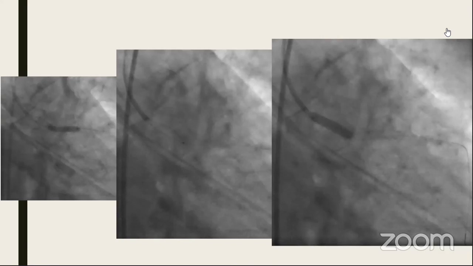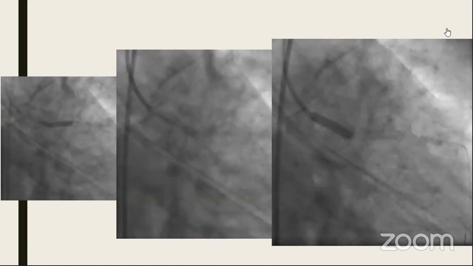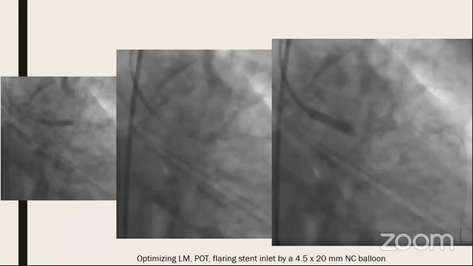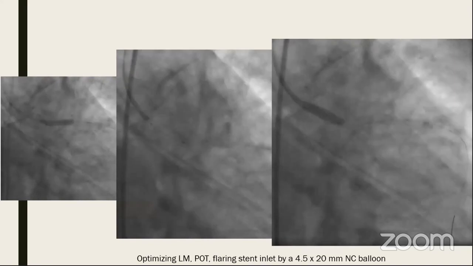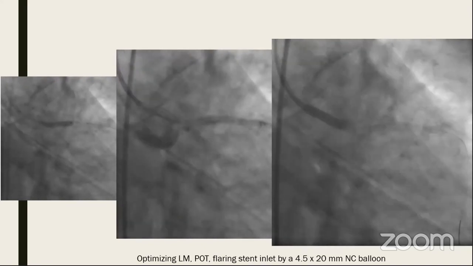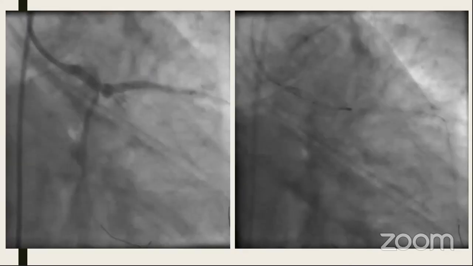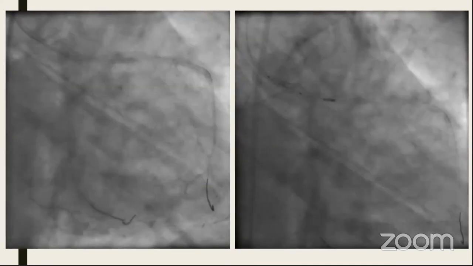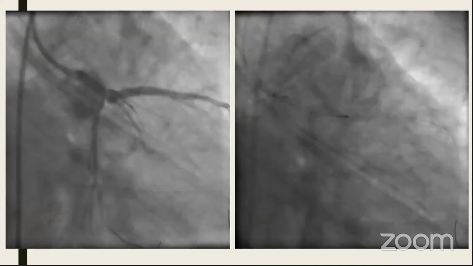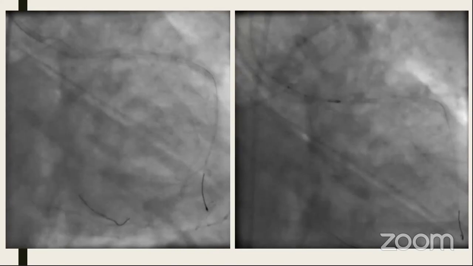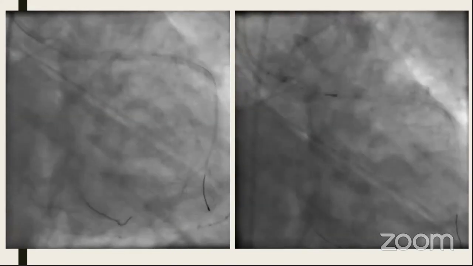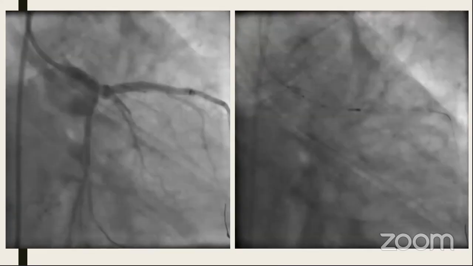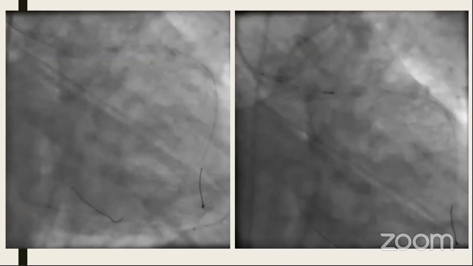After this step, we performed POT and ostial flaring, which was accomplished by a 4.5 by 20 non-compliant balloon. This was the angiographic result after putting the stents. And I guess we all agreed that the part of the left main bifurcation and the origin of the circumflex needs to be further evaluated.